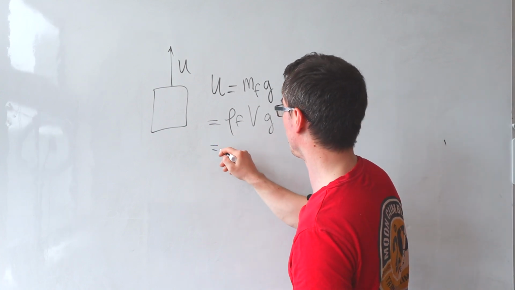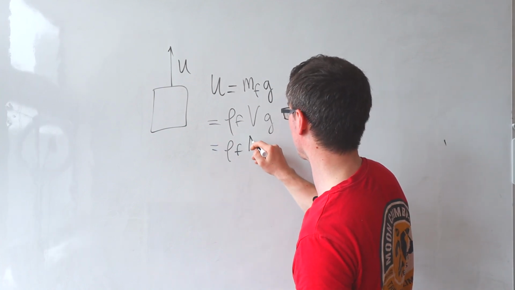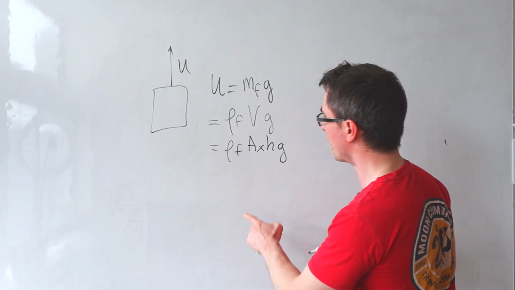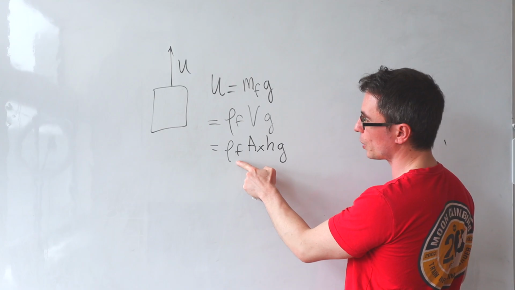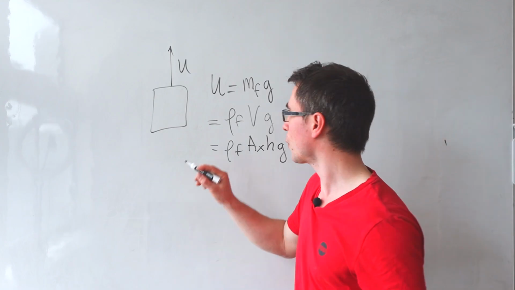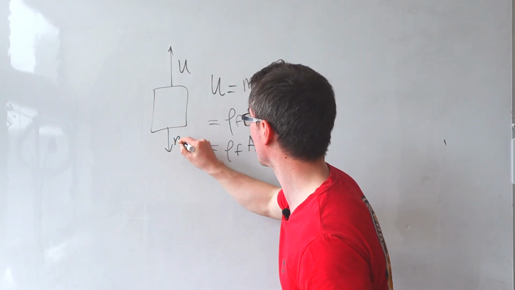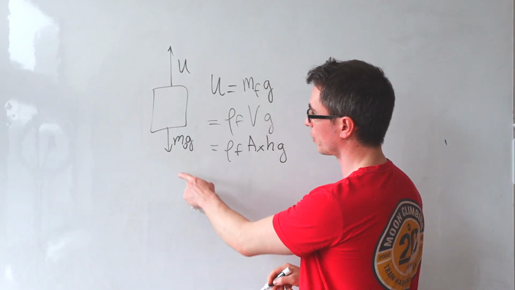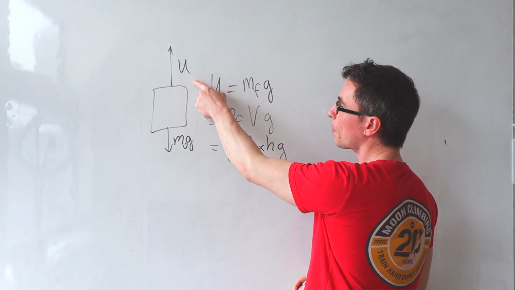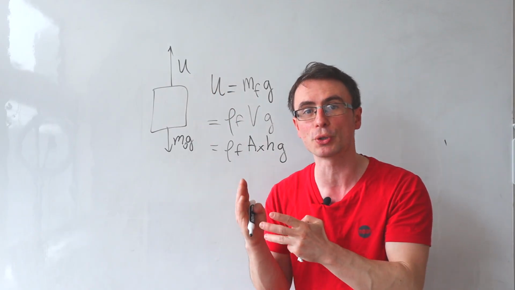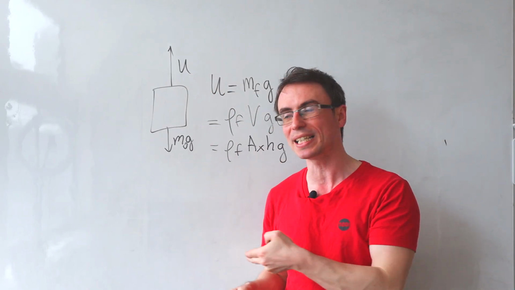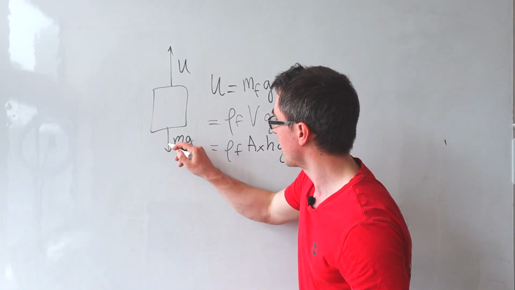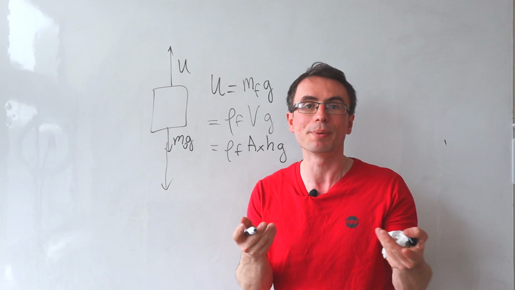Often this volume V, depending on the shape, can be expressed as the cross-sectional area multiplied by the height, but crucially, this is the density of the fluid. You also have the weight, which is mg, where this here is the mass of the object, which is acting downwards. If the upthrust is bigger than this, the object will start to rise. If they're exactly equal, the object will float, and if the weight vector is bigger, the object will be sinking.